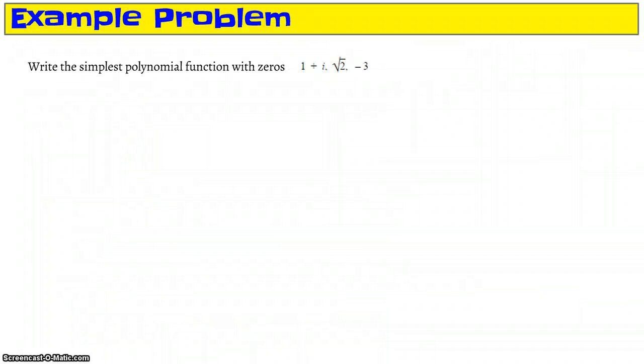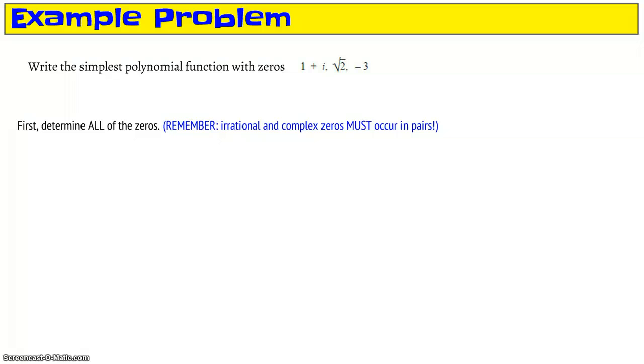Let's look at an example problem, because I want to show you how this works. Write the simplest polynomial function with these three zeros: 1 plus i, the square root of 2, and negative 3. Okay? We can write a polynomial function that has these zeros. The first thing we have to do, though, is determine what all of the zeros are. And what that has to trigger in your brain is, hey, if I see an irrational zero, I need to have its partner. If I see a complex zero, I need to have its conjugate. Okay? They must occur in pairs.